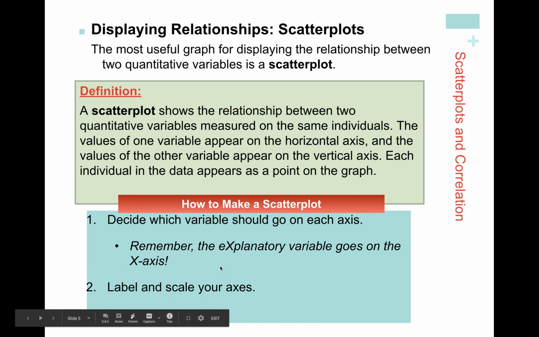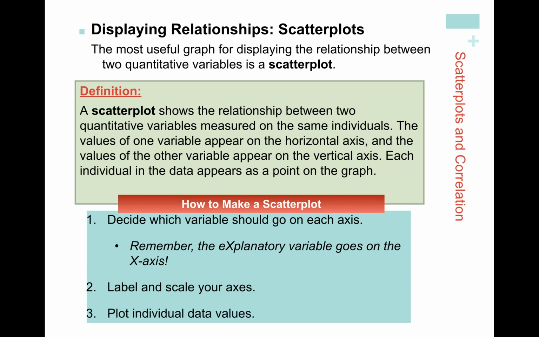Anytime you're making your graph, label and scale your axes. And then finally, you're just going to plot the individual data values that you receive. You'll probably get a table of data, and each datum will have an x and a y value. And so now in your calculator, instead of just making stat edit and editing one list, you're going to have two lists. And it's important that the order is the same in list one and list two, okay, because this is paired data.